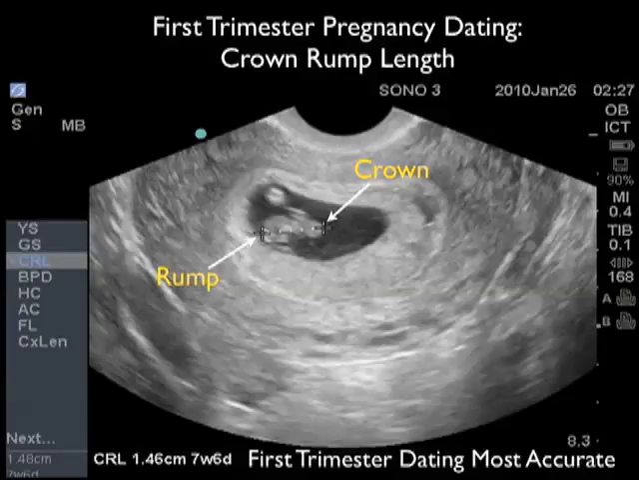Now, by selecting crown rump length in the software package on the ultrasound machine, we'll get an assessment of gestational age, which we can see here towards the bottom left, 7 weeks and 6 days. As first trimester dating is considered one of the most accurate during the entire pregnancy, it's nice to print this image out and give it to your patient to take for their follow-up visit with their OBGYN.